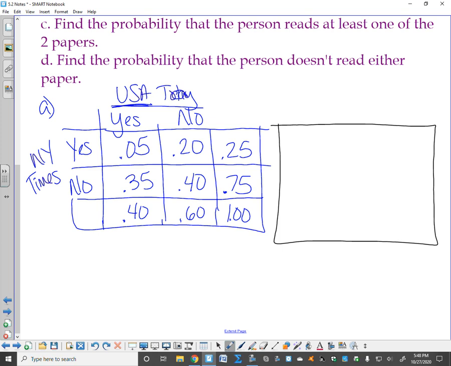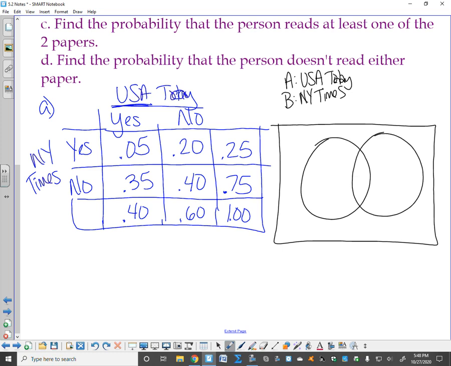I'm going to let event A be USA Today, and event B be the New York Times. And I do have people that read both, so the bubbles overlap. If this value right here was a 0, then those bubbles would not overlap because nobody does both.